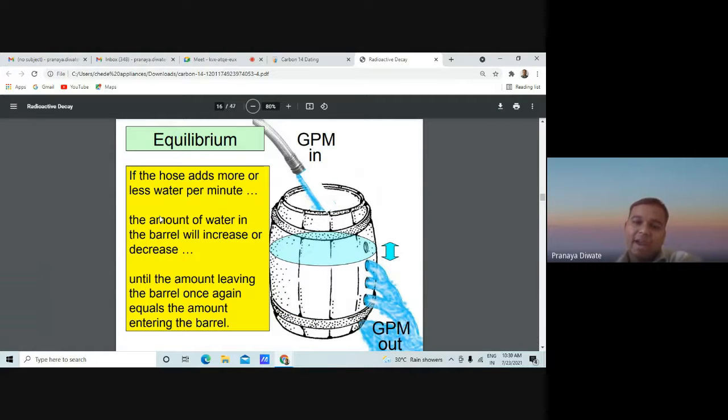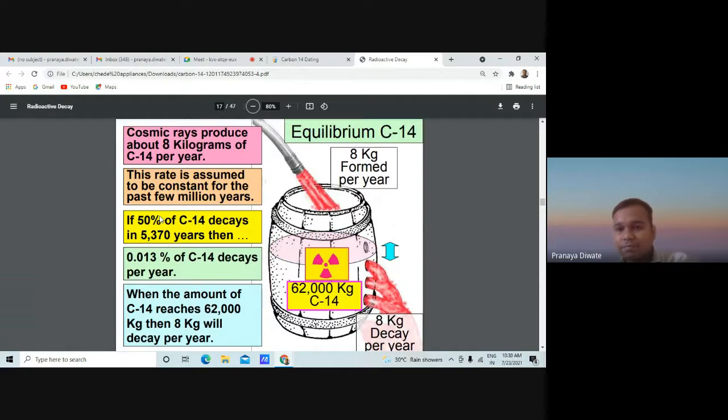If the hose adds more or less water per minute, the amount of water in the barrel will increase or decrease until the amount leaving the barrel once again equals the amount entering the barrel. So cosmic rays produce about 8 kilograms of C-14 per year. This rate is assumed to be constant for the past few million years.